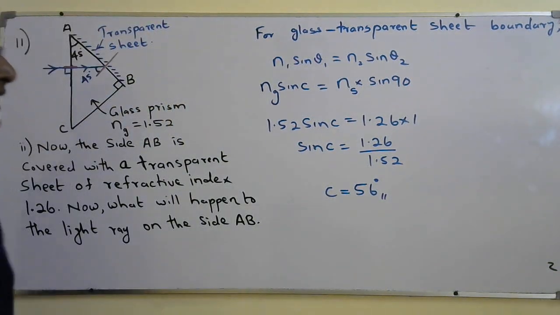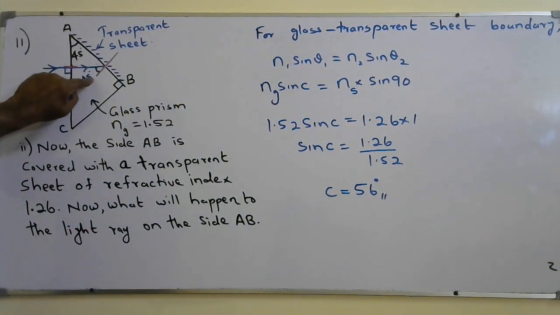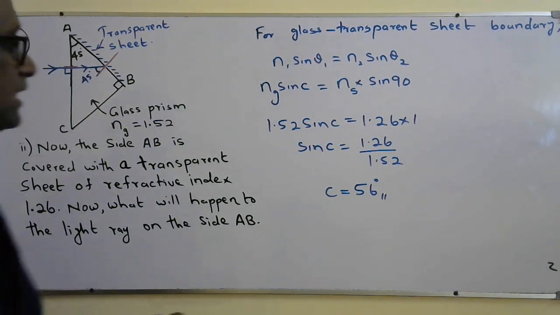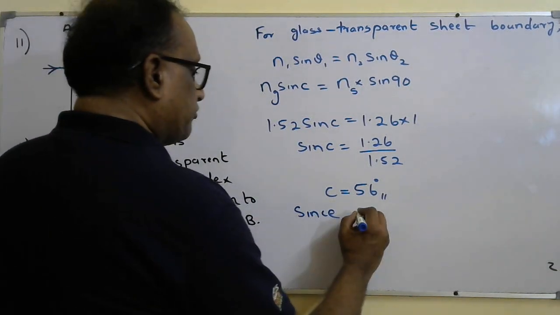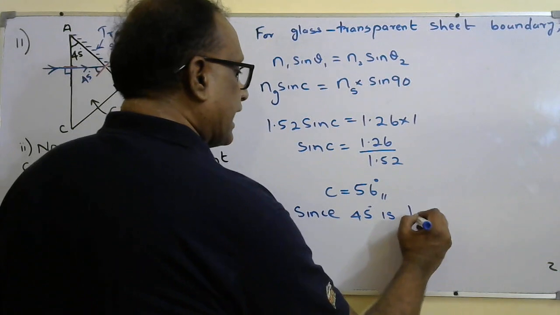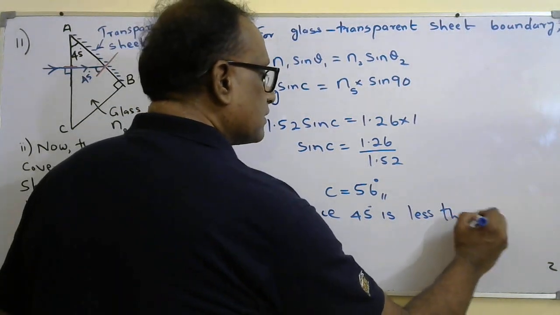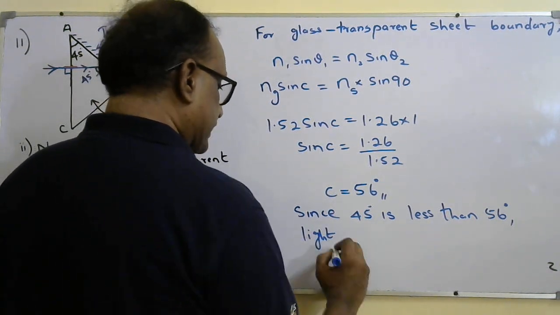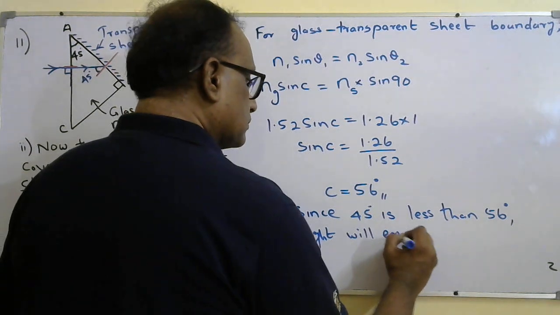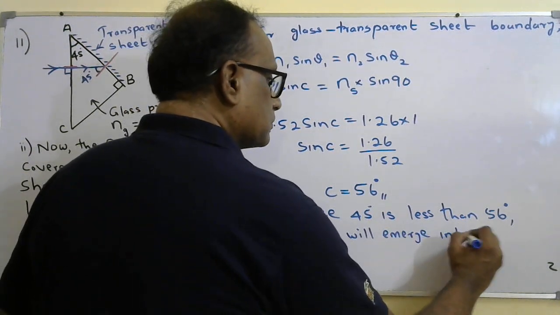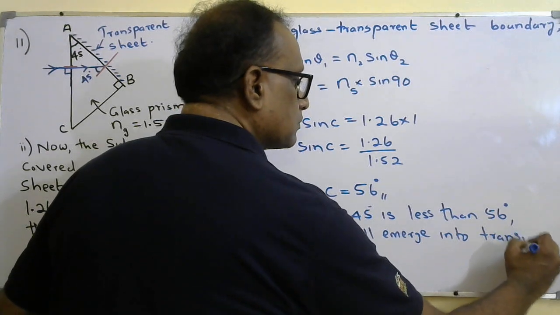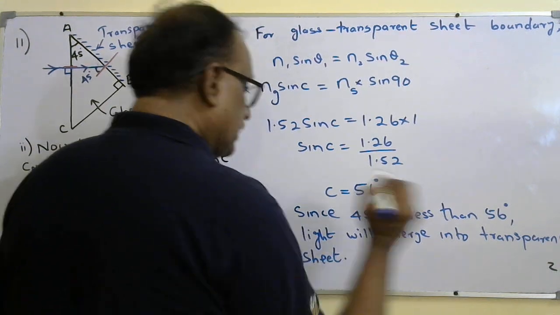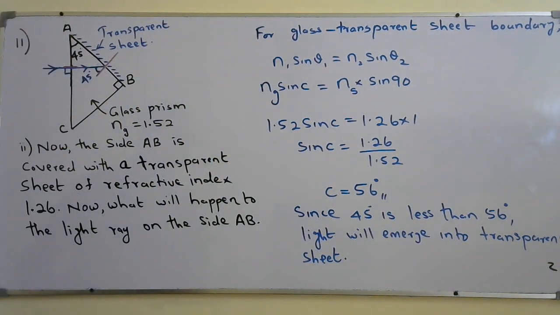Now what's going to happen? The critical angle for the boundary is 56. The angle of incidence is 45 degrees. So the angle of incidence is less than the critical angle. So since 45 degree is less than 56 degree, which is the critical angle, light will emerge into the transparent sheet. Earlier there was total internal reflection. Now the light will emerge into the transparent sheet.